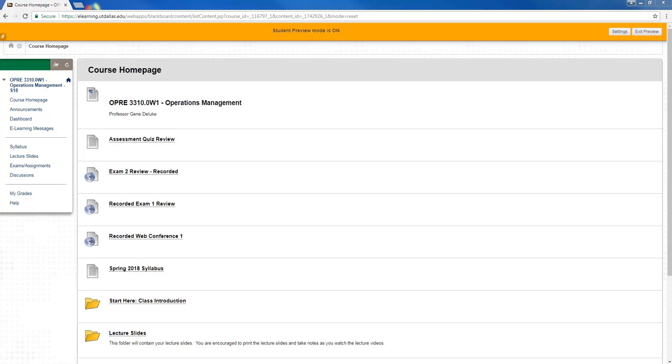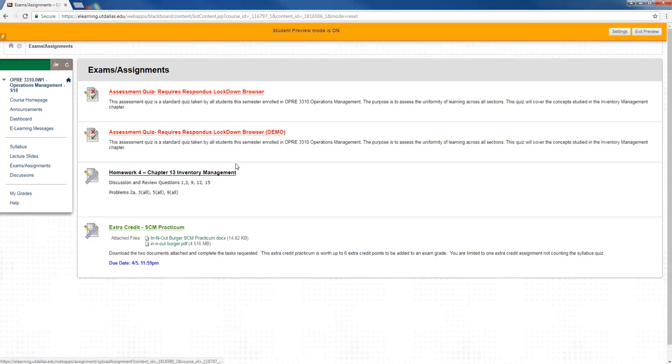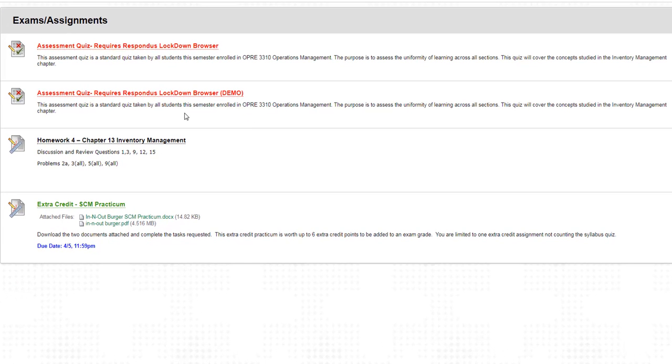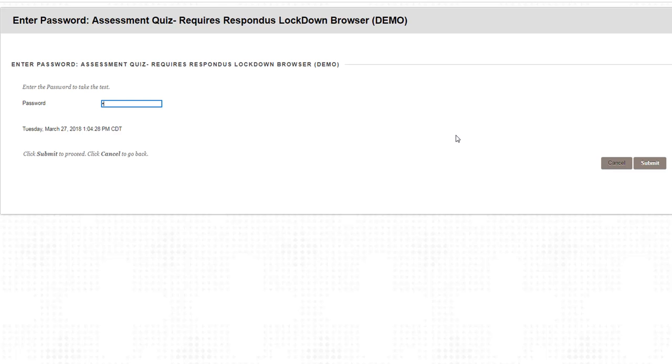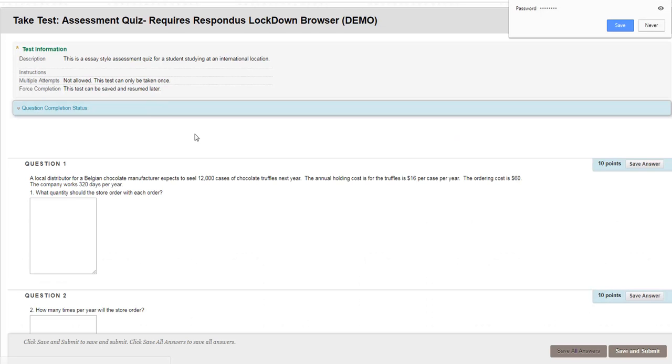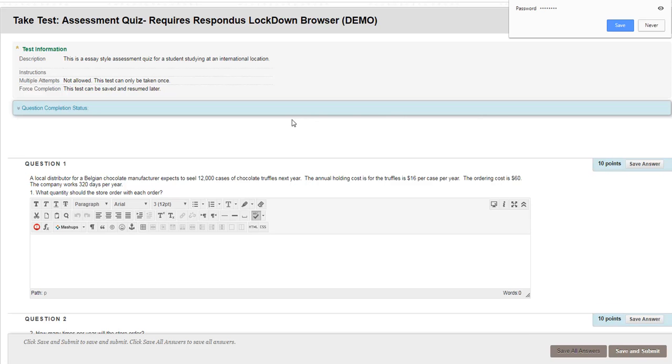So I'm logged into e-learning here. I'm logged in as if I were a student. So I just clicked on exams. Now there is a little demonstration exam that I'm going to be using. This is not going to be your actual exam. I'm using this for demonstration purposes only. So I'm going to click on this assessment quiz, the demo, and I will do continue. And then there is a password that's required. This will be put in by the testing center. Okay, so got the password in there.